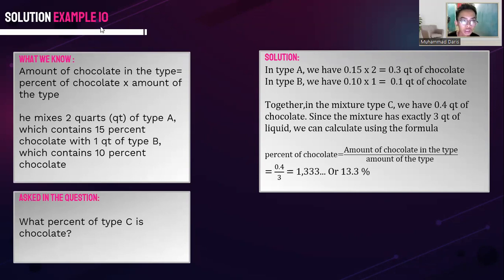Because the 3 quarts of liquid we got from adding 2 plus 1 is 3. Okay, the percent of chocolate we can calculate using the formula: percent of chocolate is equal to the amount of chocolate in the type divided by the amount of the type. It means it's equal to 0.4 divided by 3, which is equal to 0.1333, or 13.3%. Okay.